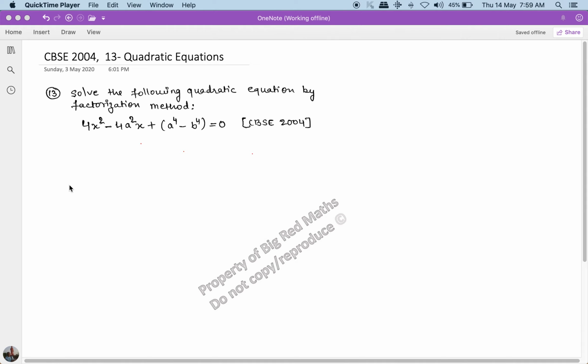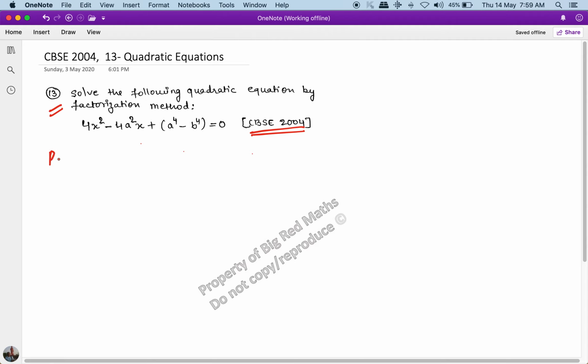This is the 13th question in the series. I will strongly urge you to go back and watch the previous 12 videos along with all the theory that has been uploaded. This question was asked in the CBSE examinations of 2004. A very simple question if you know how to factorize really well. So this is the equation. We have to solve it via factorization.